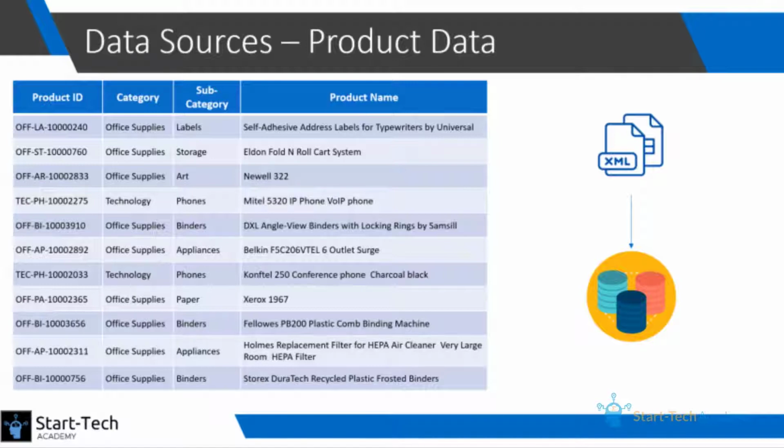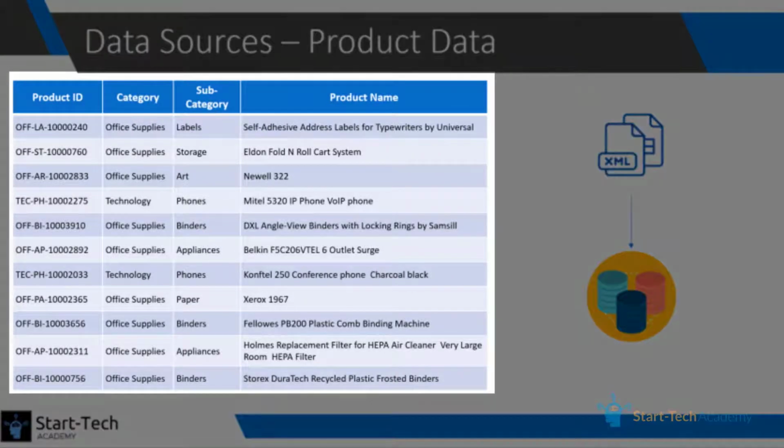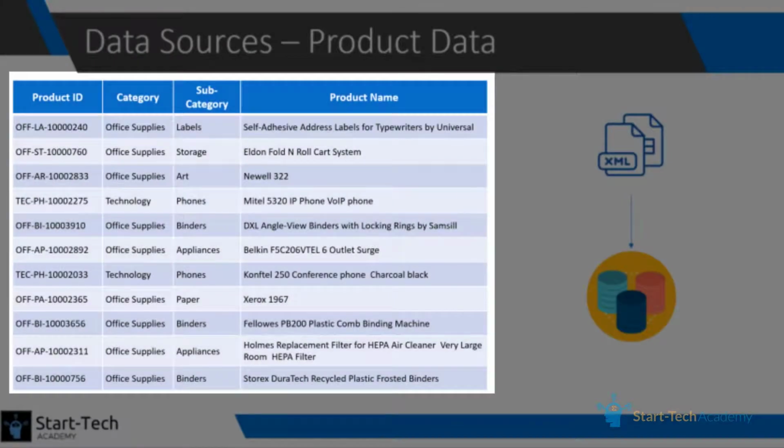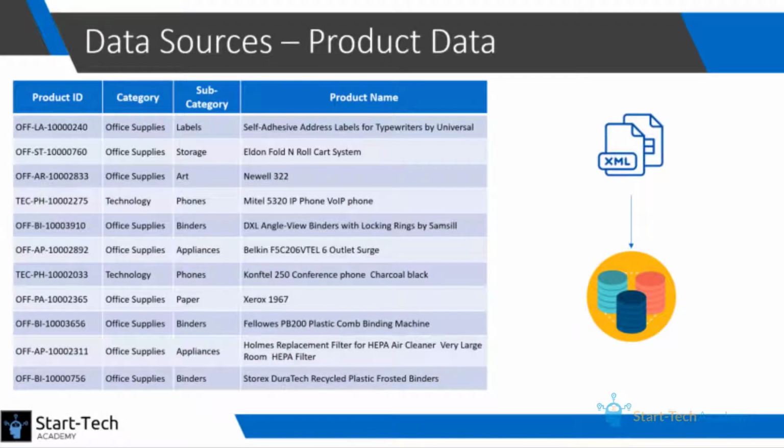Now let us look at the products that this company is selling. The details of all the products being sold is maintained by the product team in a single file of XML format. Here's a sample of product data in that file. In product data, we have 4 fields. One is product ID. So just as customer data, each product also has a unique product ID. Apart from that, we have the product category, subcategory, and product name.